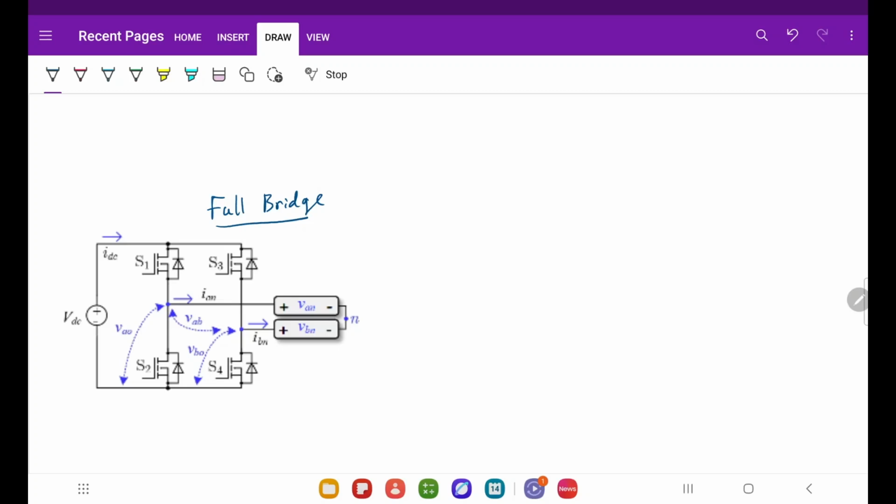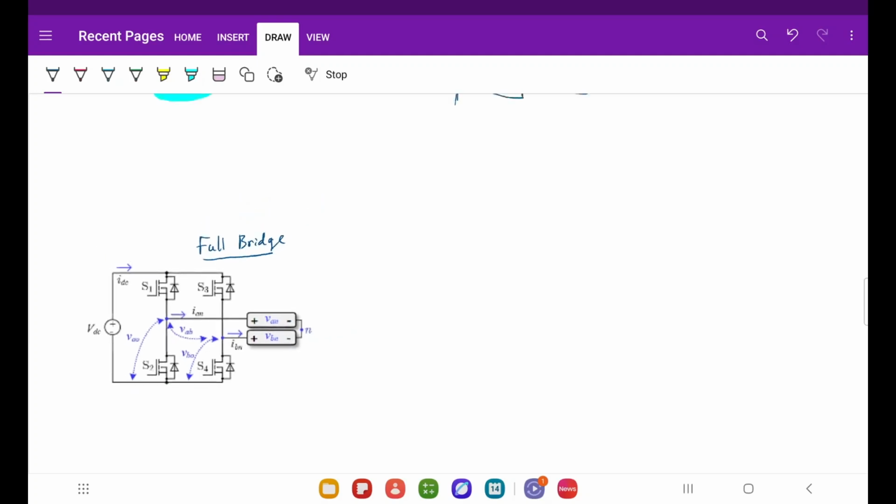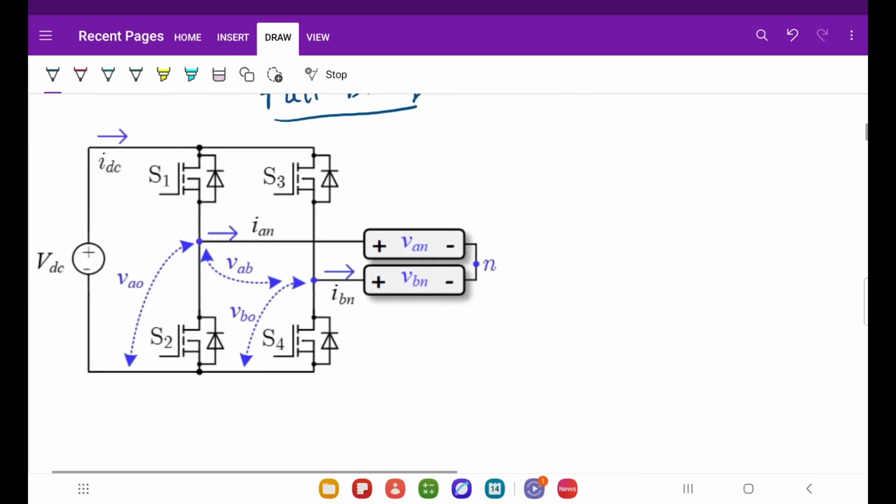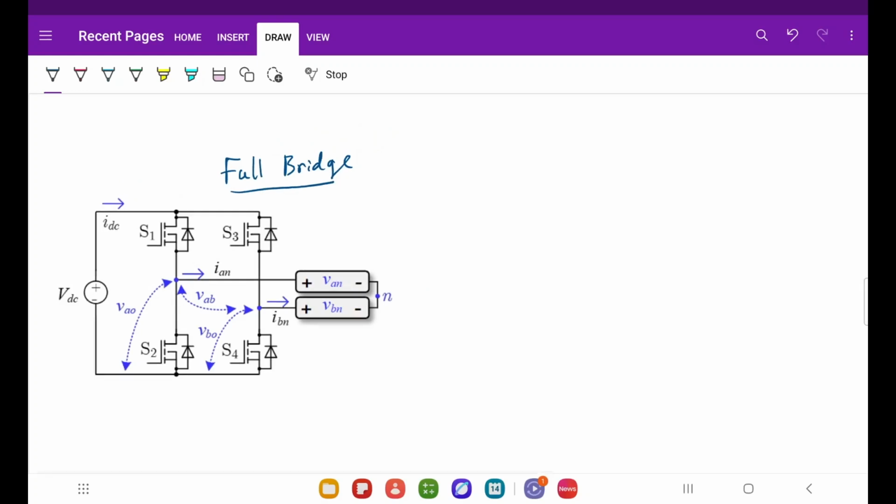As the name suggests, you can see that the bridge is full with four devices, that is S1, S2, S3 and S4. So it's clear that S1, S2 and S3, S4 are the four devices here. And if you draw the voltage waveform, it will look like this. But before drawing the voltage waveform, let me just write down the table for you, S1, S2, S3, S4. S1 and S2 are always complementary.